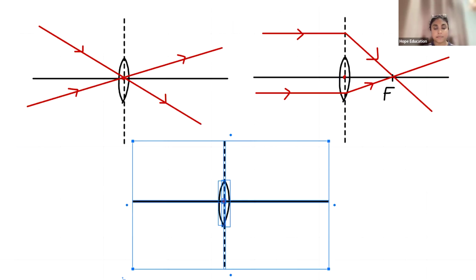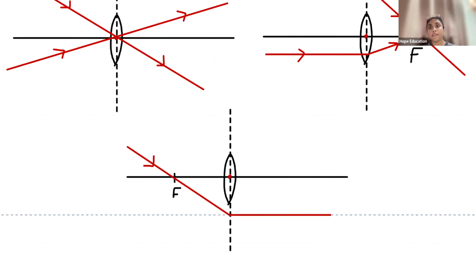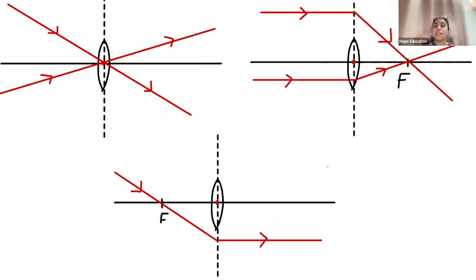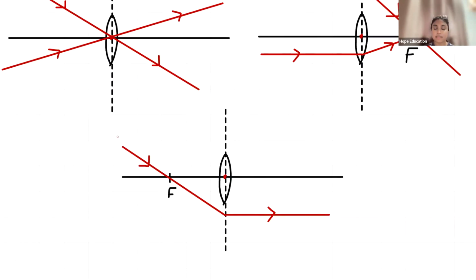What is that? If you send a light ray through the focal point, it will be refracted parallel to the principal axis. In the second one, when you send a light ray that is parallel to the principal axis, it will be refracted through the focal point. Here, when you send a light ray through the focal point, it will be refracted parallel to the principal axis.